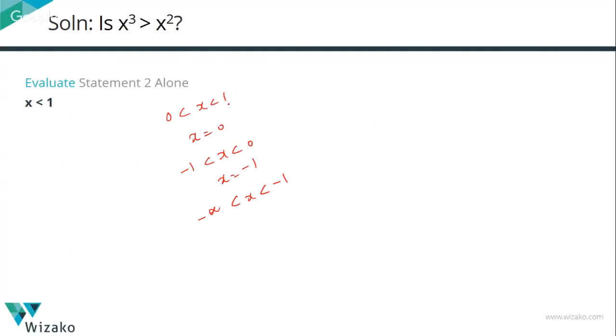Between 0 and 1, x cube is less than x square. We've seen it with the last statement. So the answer to "is it greater?" is no. When x is equal to 0, x cube equals x square. So the answer is no, it's not greater.